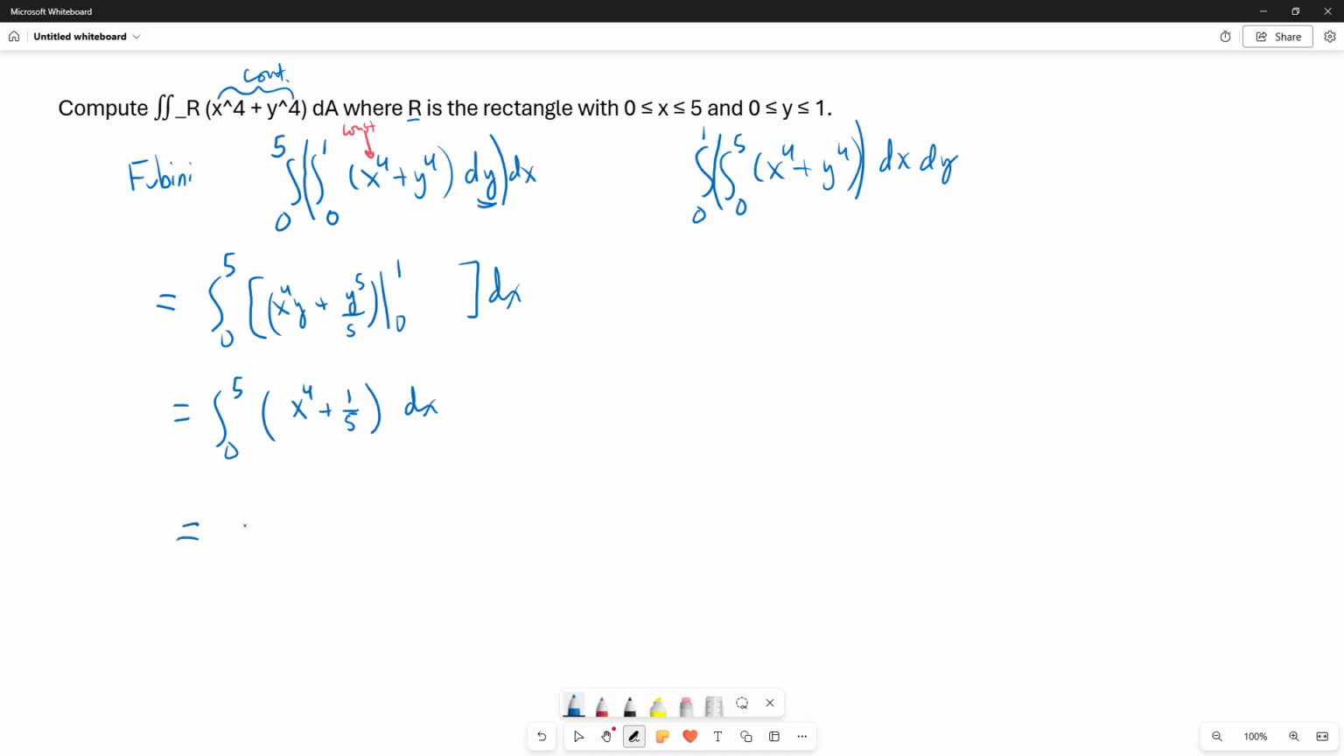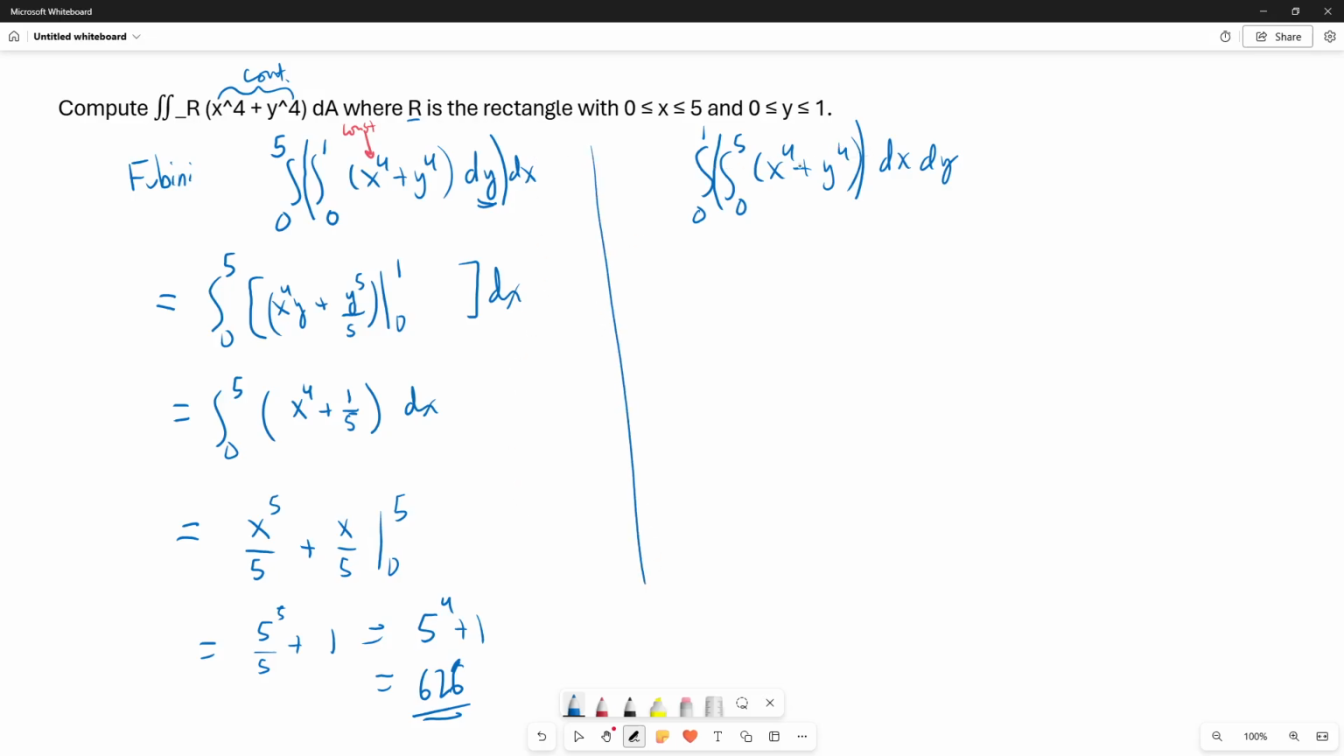And here we have an elementary integral. The antiderivative is x to the fifth over 5, and the antiderivative of 1/5 is 1/5 times x. We have to plug in 0 and 5. When we plug in 0, we get 0 again, so we just plug in the 5: 5 to the fifth over 5 plus 5 over 5. And 5 to the fifth over 5 is 5 to the fourth. And 5 to the fourth is 625. And so adding 1 gives us 626 for the answer.